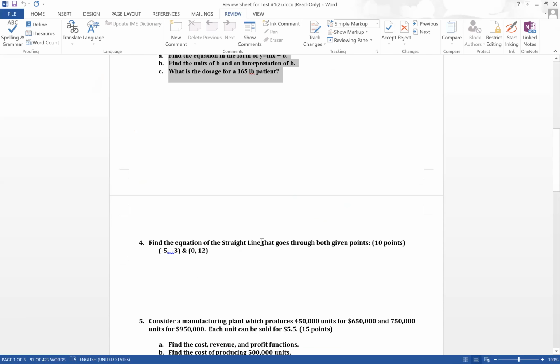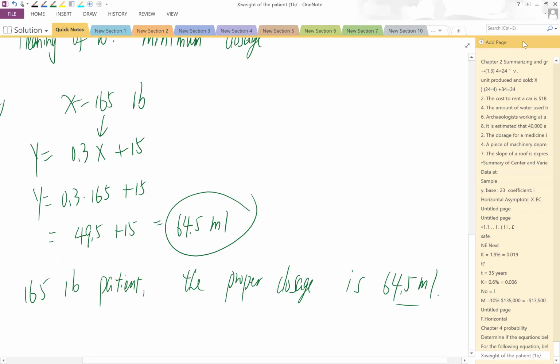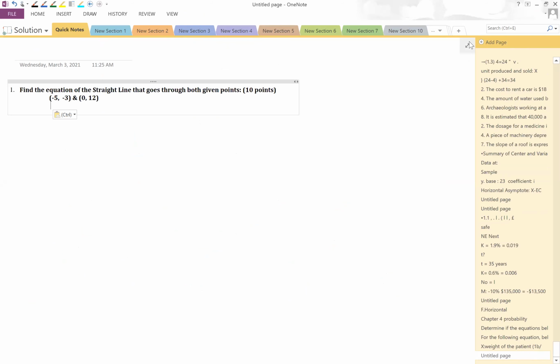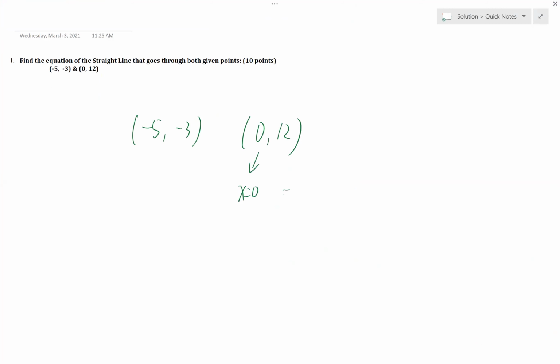And question number 4. We have been given 2 ordered pairs, and you want to find the equation of the line. So here we go. We get a first ordered pair (-5, 3), and a second ordered pair (0, 12). The second ordered pair is kind of special because when x equals 0, that means we have the y-intercept b, which is 12. So we basically find the y-intercept directly. The only thing we don't know is the slope.